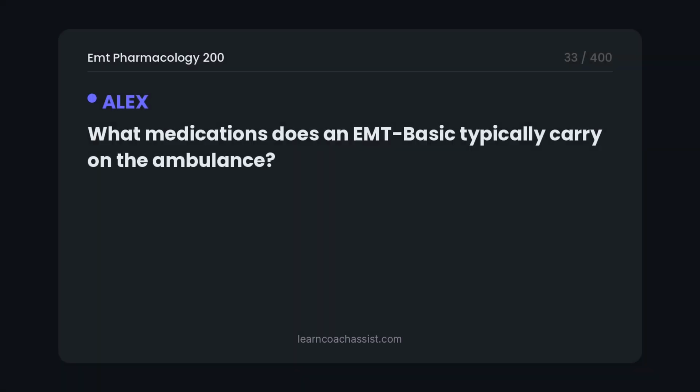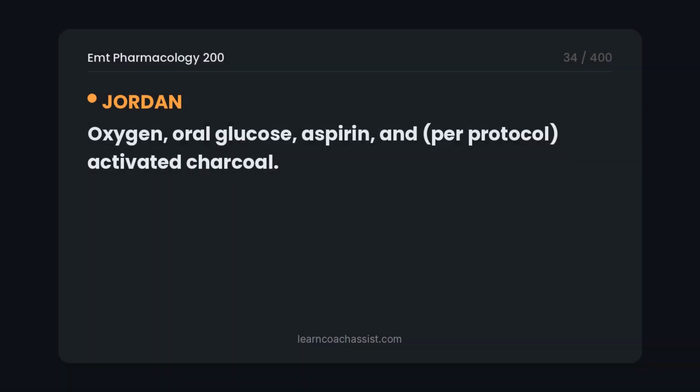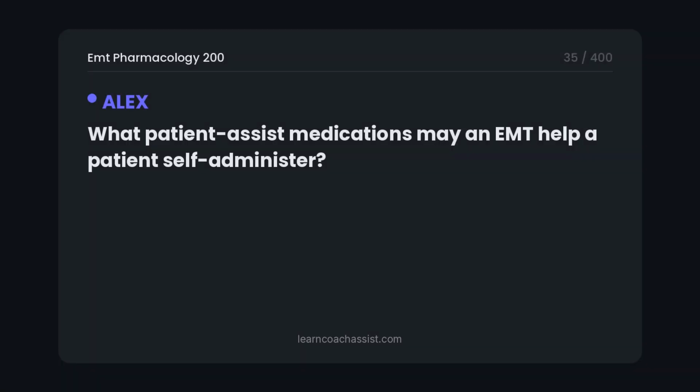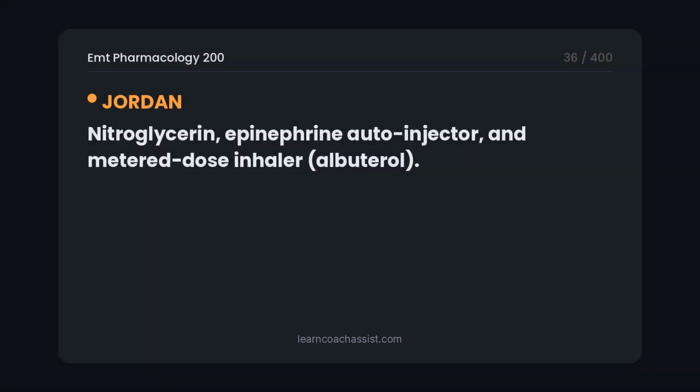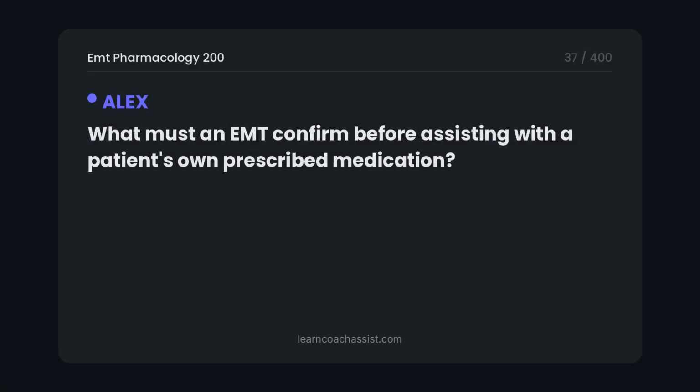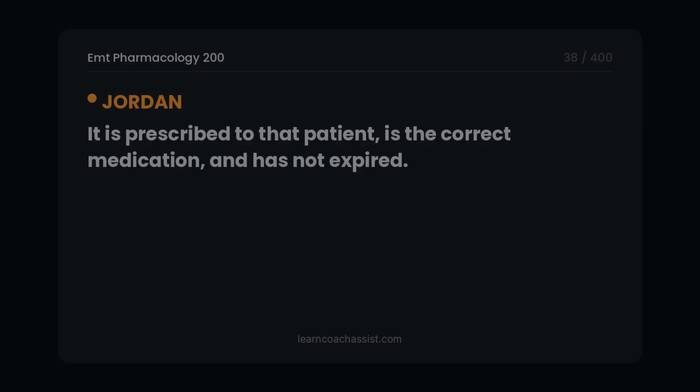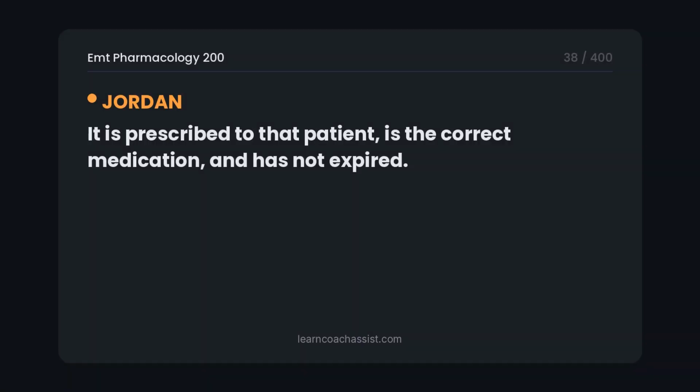What medications does an EMT basic typically carry on the ambulance? Oxygen, oral glucose, aspirin, and, per protocol, activated charcoal. What patient assist medications may an EMT help a patient self-administer? Nitroglycerin, epinephrine autoinjector, and metered dose inhaler, albuterol. What must an EMT confirm before assisting with a patient's own prescribed medication? It is prescribed to that patient, is the correct medication, and has not expired.